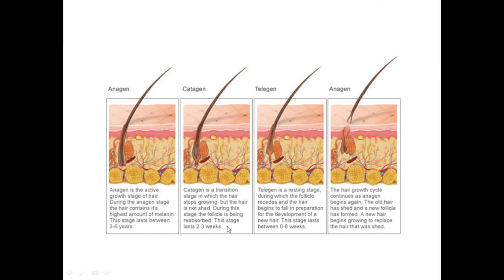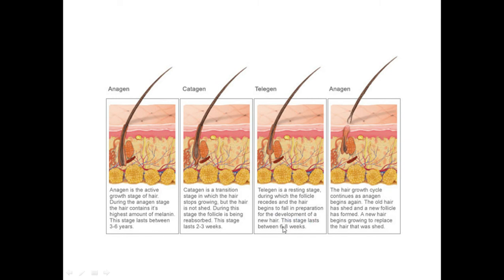Then comes catagen, which is a transition phase in which the hair stops growing. It detaches itself from the blood capillaries or the blood vessels, but it doesn't shed. Shedding occurs in the telogen stage. This stage lasts for 2 to 3 weeks. Then telogen, here the hair begins to fall and a new hair development starts.